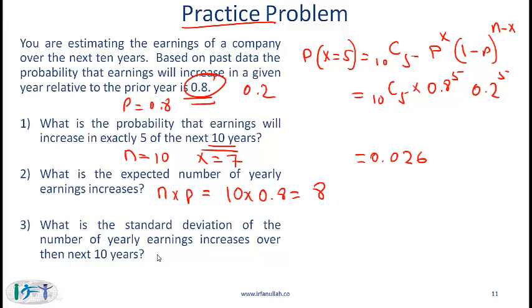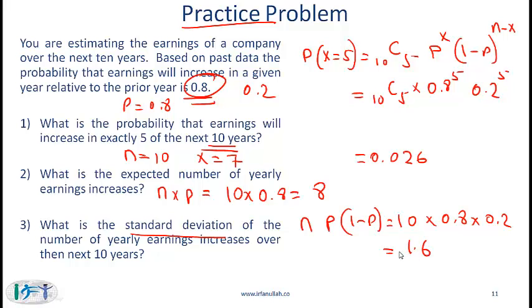And finally, what is the standard deviation? And notice the question is asking for standard deviation. We will find the variance and then take the square root. So the variance is given by n into p into 1 minus p, which is equal to 10 into 0.8 into 0.2, which is 1.6, and then you take the square root of this for the standard deviation.